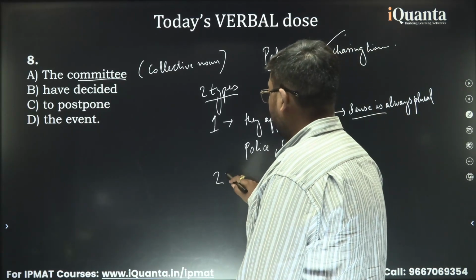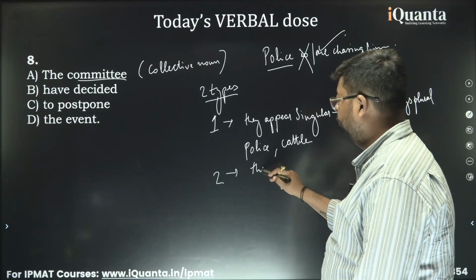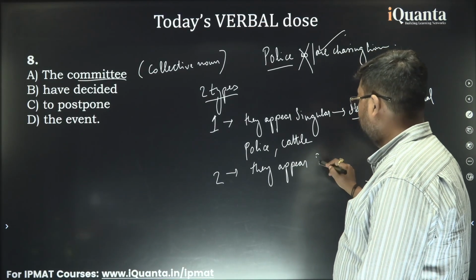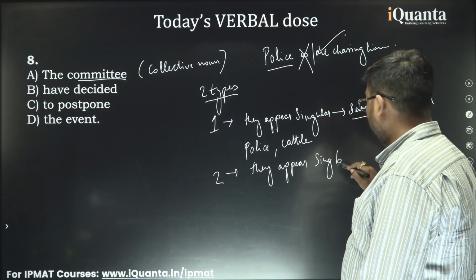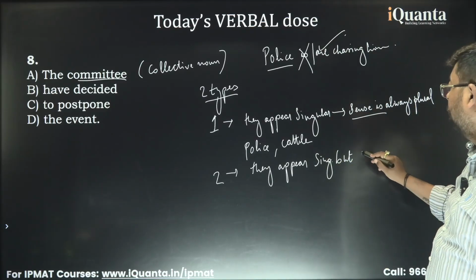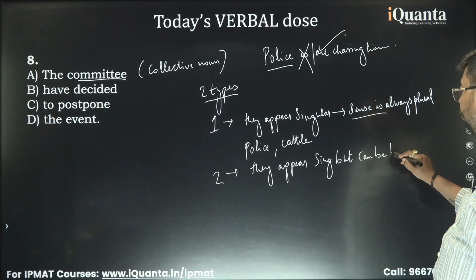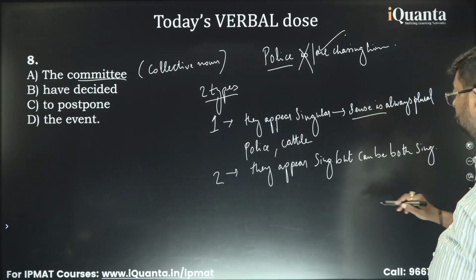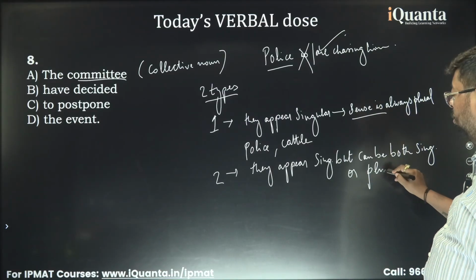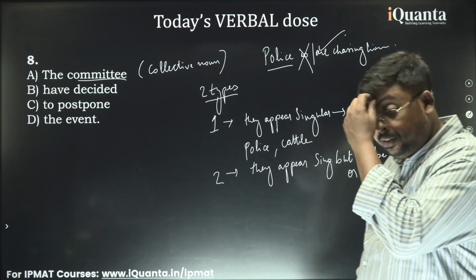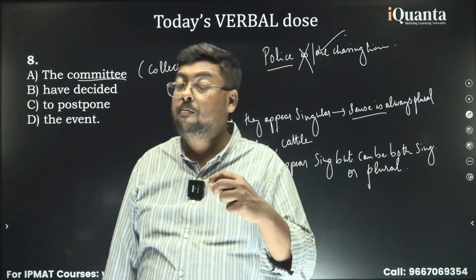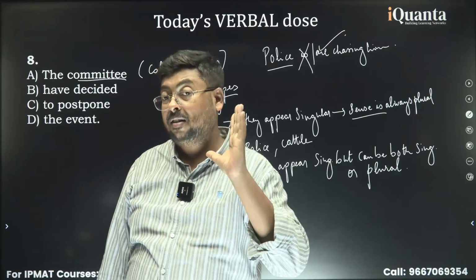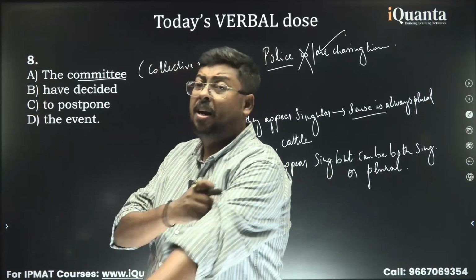What is the second one? Second one is, they appear singular but can be both singular or plural. Fine? Which means the word itself would look singular, but it can be both singular and plural in terms of senses, right? Let's see. Before I do this question, I'll give you an example.